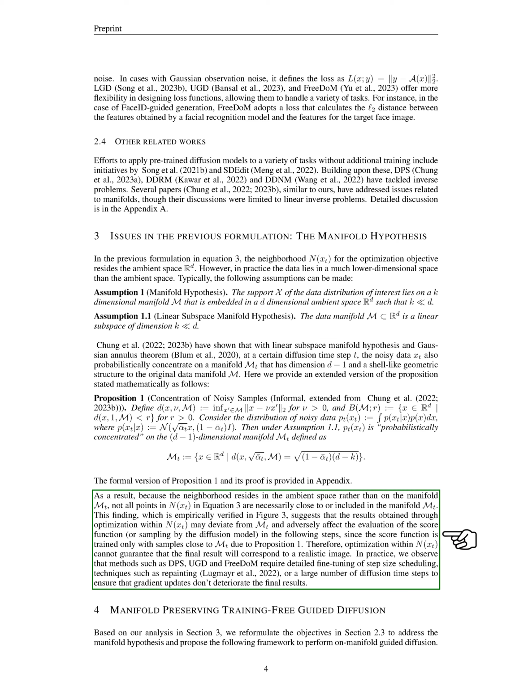Therefore, optimization within the neighborhood cannot guarantee that the final result will correspond to a realistic image. In practice, we observe that methods such as DPS, UGD, and Freedom require detailed fine-tuning of step size scheduling, techniques such as repainting, or a large number of diffusion time steps to ensure that gradient updates don't deteriorate the final results.